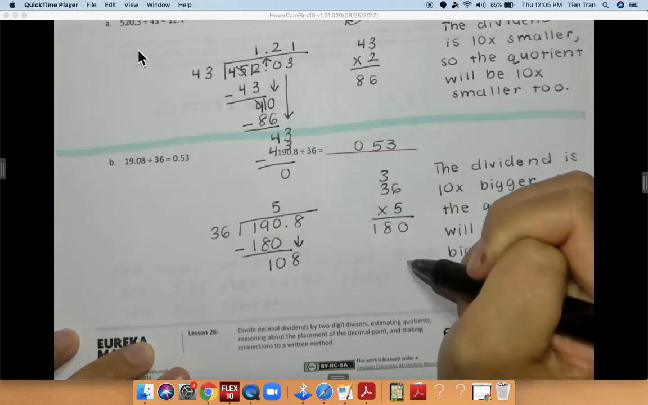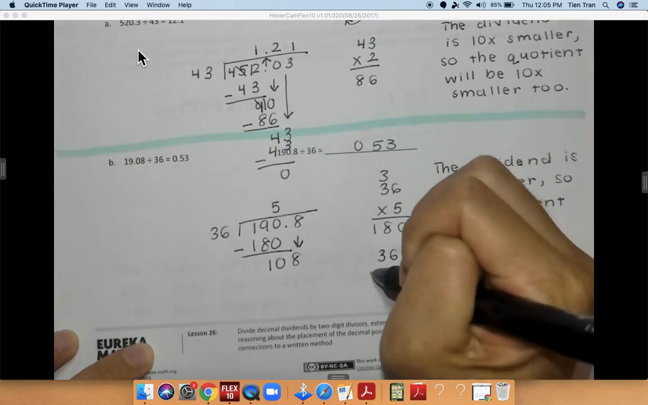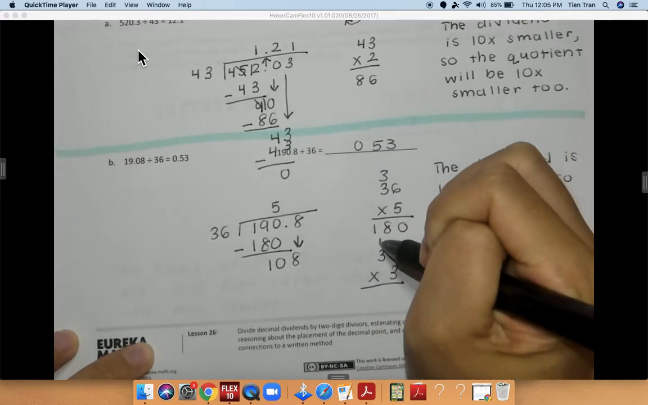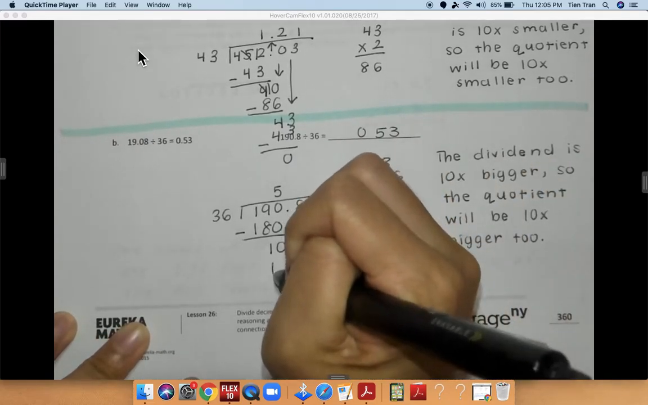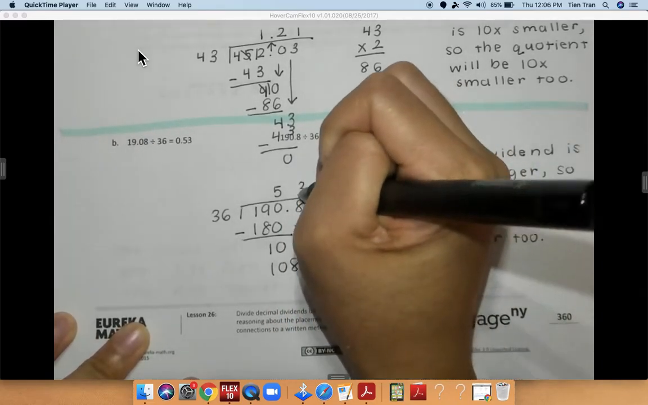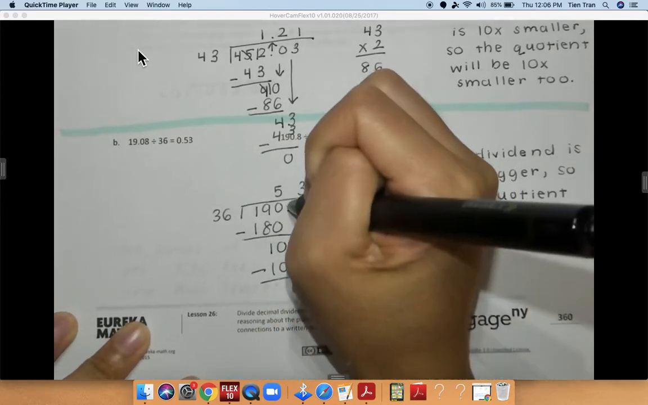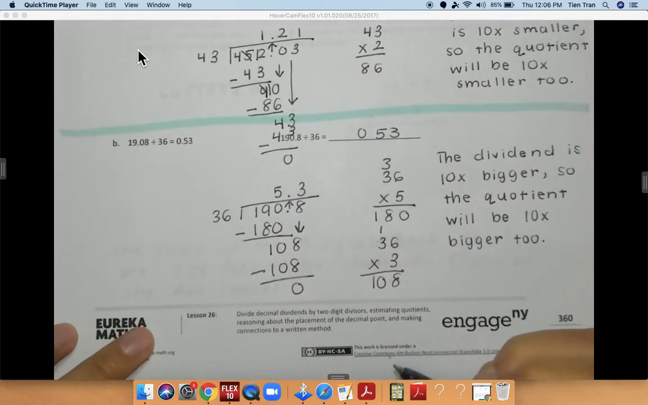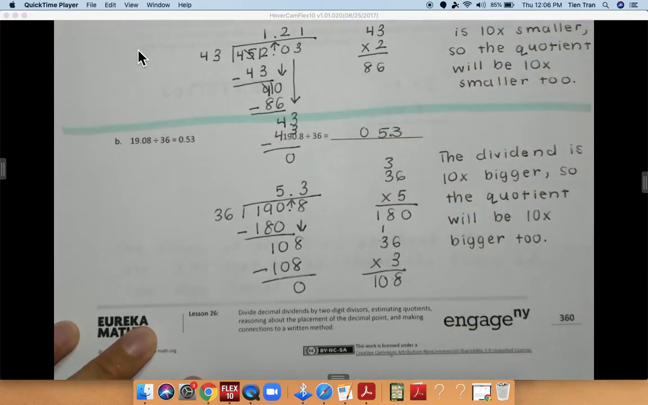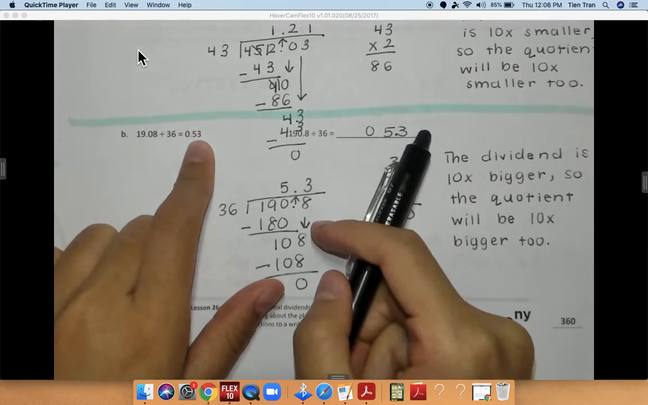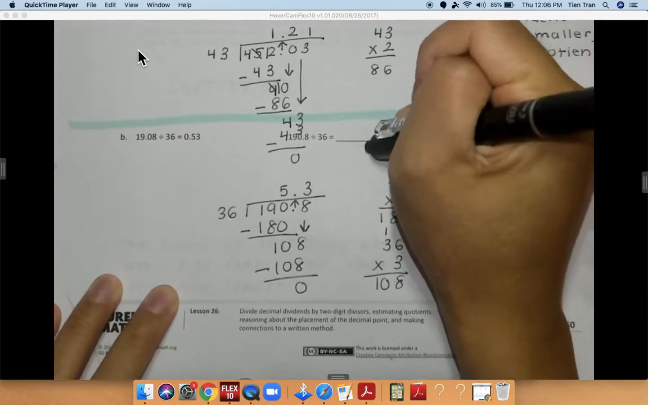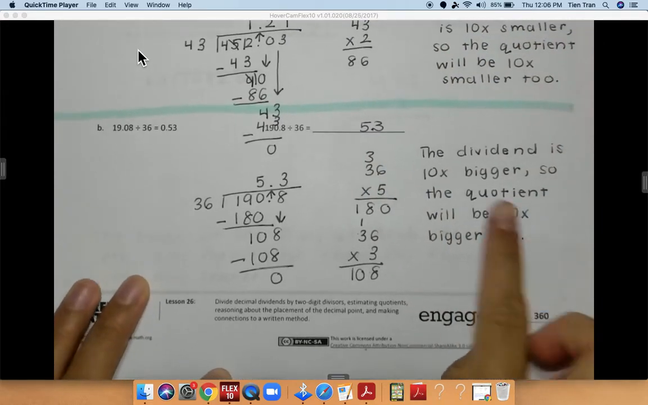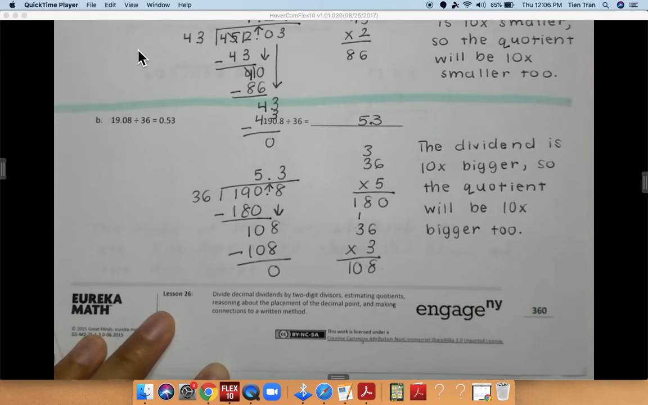Bring down your 8. I'm going to try 36 times 3. 6 times 3 is 18, 3 times 3 is 9, plus 1 is 10. I get 108. And I subtract. Don't forget to bring up your decimal and you get 5.3. So that means your answer, same numbers, 5 and 3, except for your decimal is in the middle. You can erase this 0 because that's uncommon when you see an answer. So the dividend is 10 times bigger, so your quotient will be 10 times bigger too.